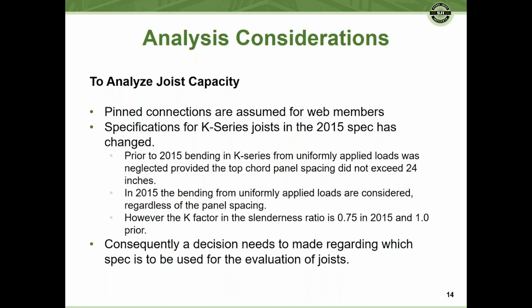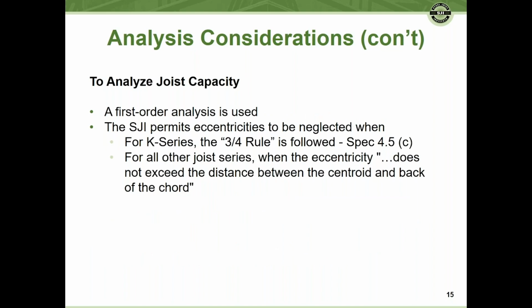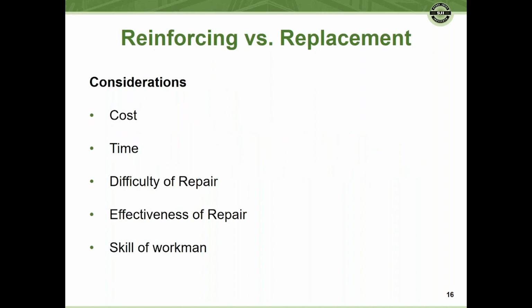Consequently, a decision needs to be made regarding which spec is going to be used when you're evaluating the joist. Also, for joists, we consider the analysis to be first-order, and eccentricities can be neglected, provided for K-series that the 3/4 rule is followed, and that's in the spec. For other joist series, the eccentricity can be neglected when it does not exceed the distance between the centroid and the back of the chord. Otherwise, it will have to be considered in the design of the joist that's being repaired.